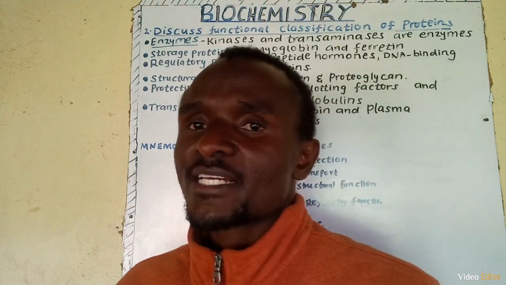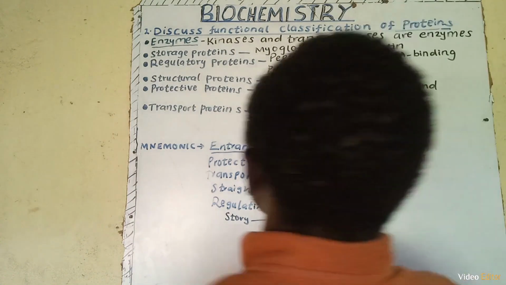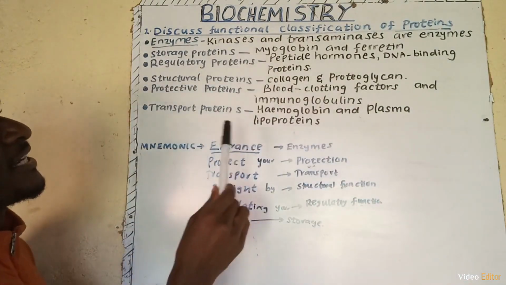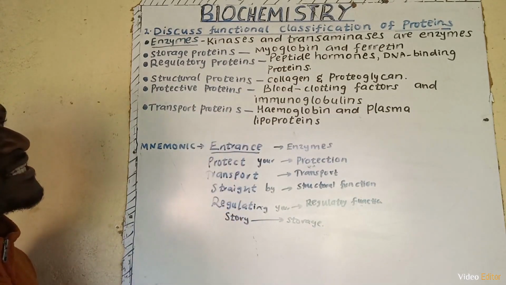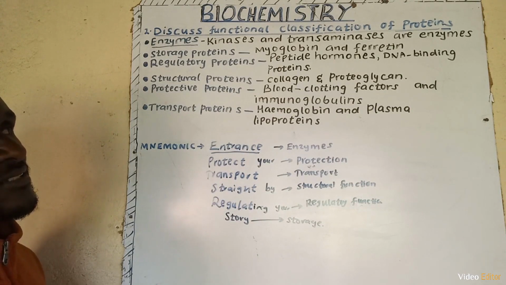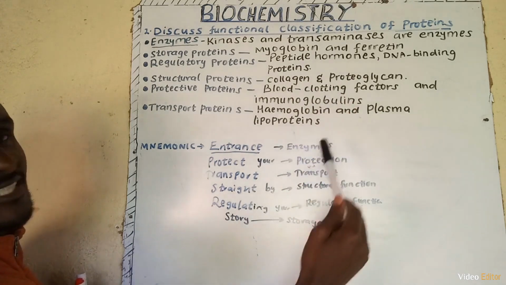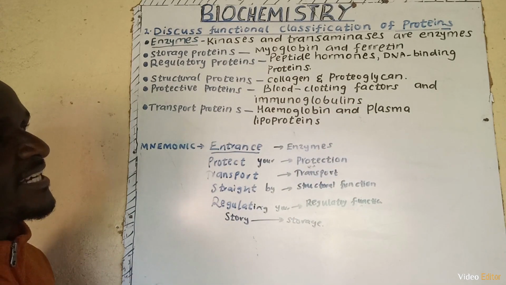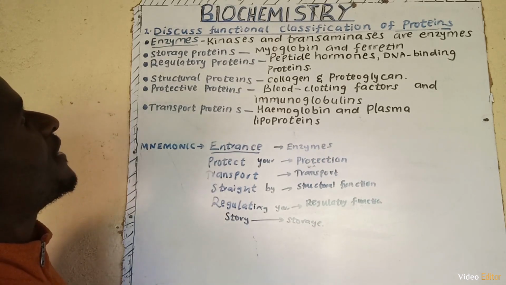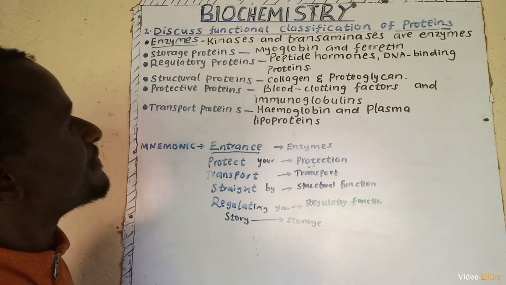So we go through our notes again. I've talked about the enzymes. Discuss functional classification of proteins. So enzymes. Examples of the enzymes that are proteins include kinases and transaminases. Then we have storage proteins. Those are myoglobin and ferritin. Then regulatory proteins include peptide hormones and DNA binding proteins. We also have structural proteins such as collagens and proteoglycans.